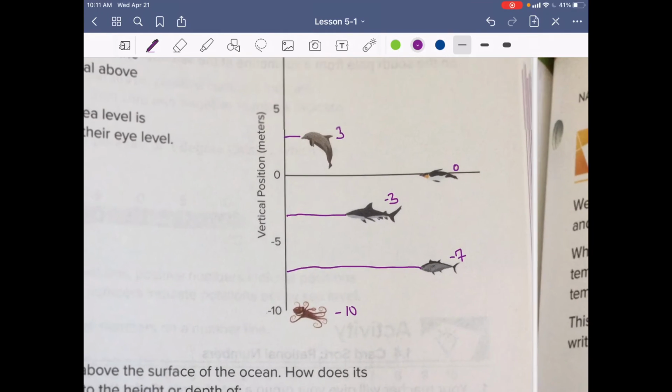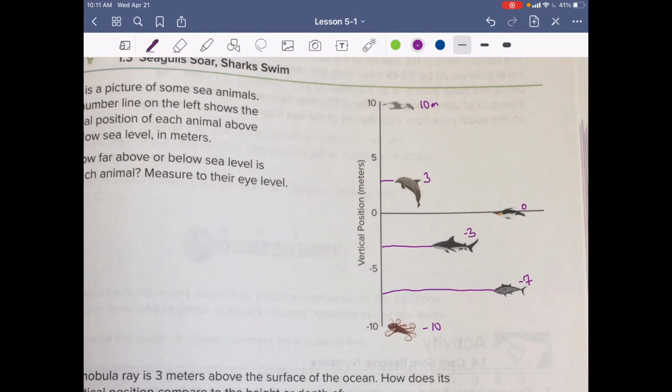So I'm going to zoom out so you can see the whole chart. We have now put all of our little creatures here. So we have 10 meters, 3 meters, 0 meters, -3 meters, -7 meters, and -10 meters.